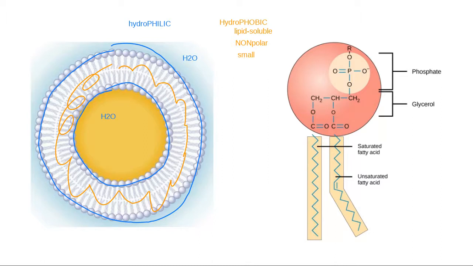So here we'll build out our list for ourselves. If you're hydrophilic, that also means you're water soluble. That also means that you're polar, and as opposed to small, you're probably big. The other word for things that can't get across the membrane are big things too.